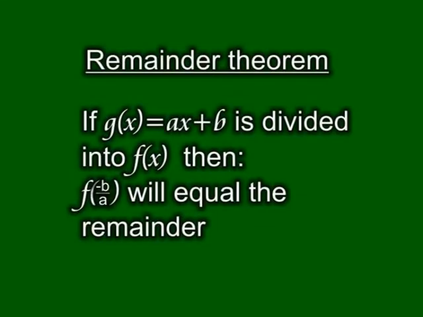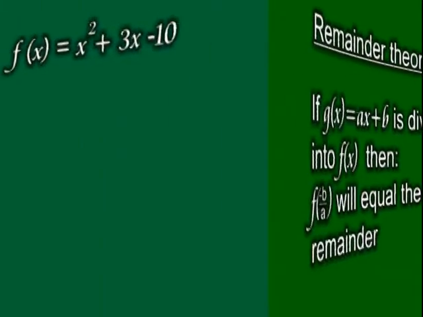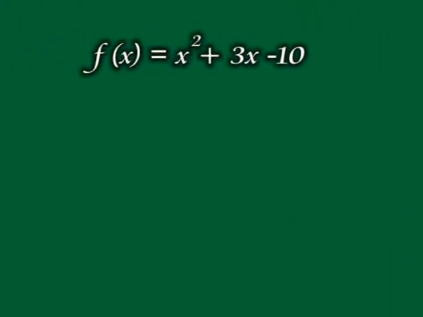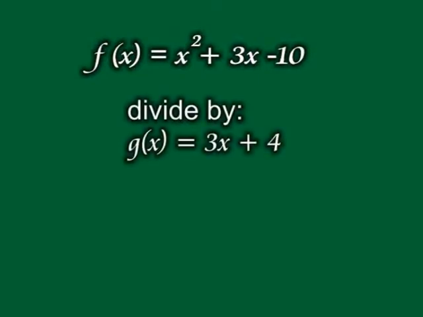Now let us take a look at the remainder theorem. If g(x) = ax + b is divided into f(x), f(-b/a) will equal the remainder. Using the above example of f(x) = x² + 3x - 10, if we divide g(x) = 3x + 4 into f(x), the remainder will be given by f(-4/3).